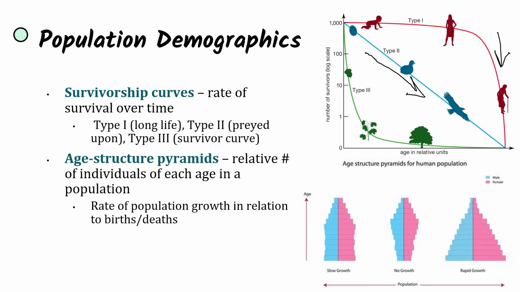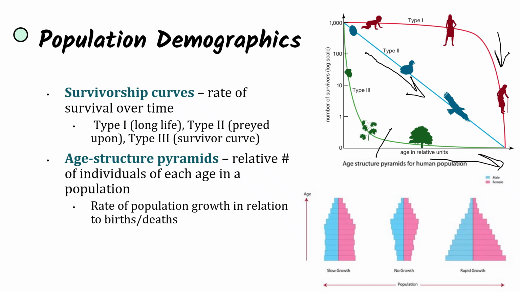And lastly, we have type 3, which is the survivor curve, meaning that it's very difficult for the organism to survive at a certain point at the beginning of their life, but once they pass that threshold and are able to then grow into maturity and survive by themselves, then they're going to be surviving for quite a long time. We can also look at age structure pyramids, which are the relative number of individuals of each age in a population.